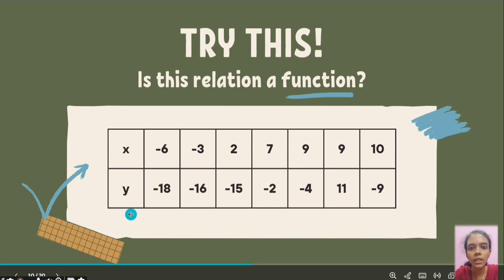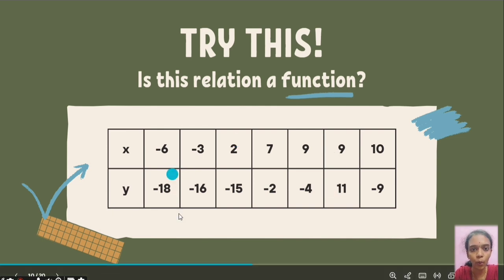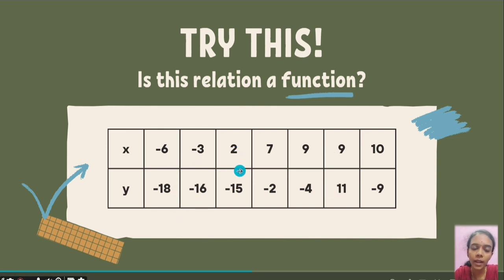Alright, now it's your turn. Here is a small challenge for you. Look at this table. Each column shows an input-output pair. Take a moment and think carefully. Do you think this relation is a function or not? Remember, a relation is a function only if each x value is matched with just one y value. I'll give you a few seconds to observe.